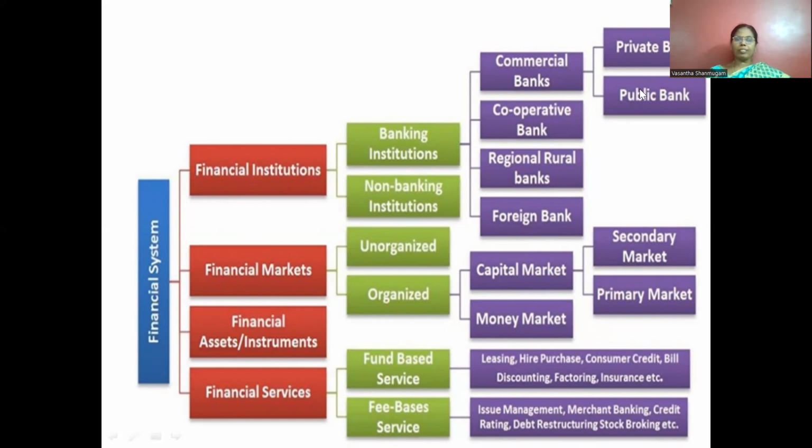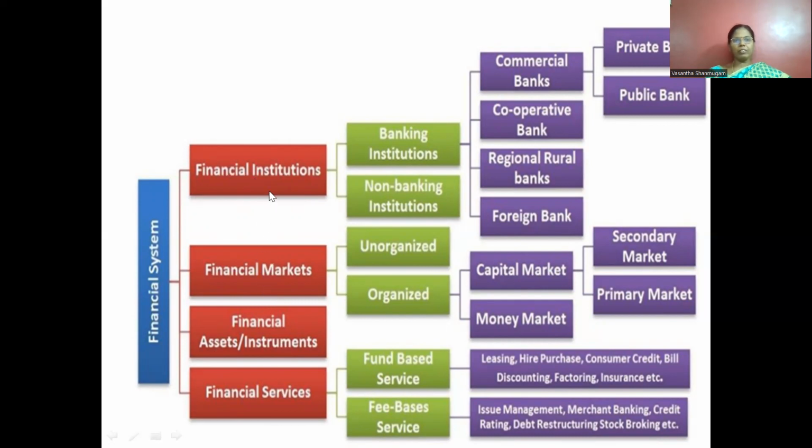Let me explain the first 4 things here in red color. The financial system includes financial institutions, financial markets, financial assets or instruments, and financial services. So these are the 4 important components operating in the financial system.